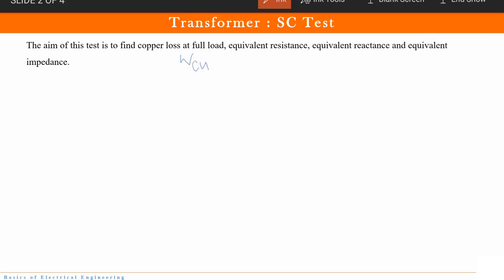Equivalent resistance is represented by R01 or R02 depending on whether we are talking about primary or secondary winding. Similarly, equivalent reactance is also represented as X01 and X02. X01 is for primary and X02 is for secondary. Similarly, equivalent impedances. Before going to the actual diagram, I'll just tell you how to remember the diagram for the drawing.